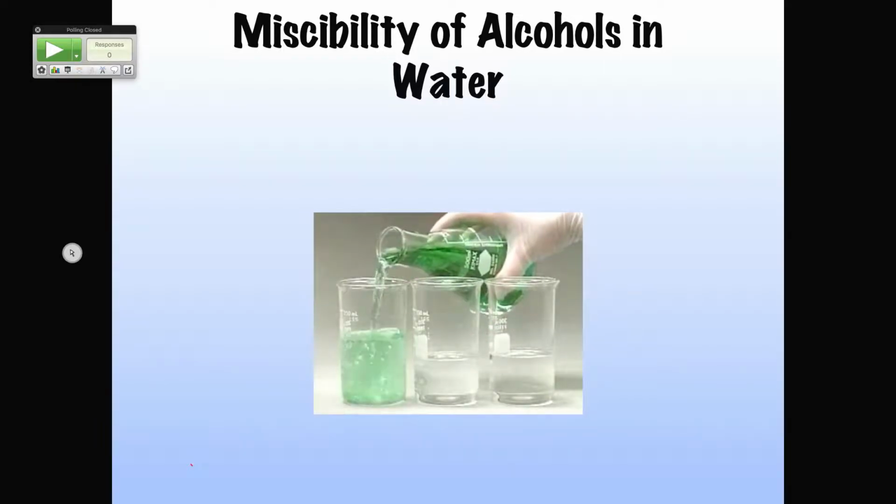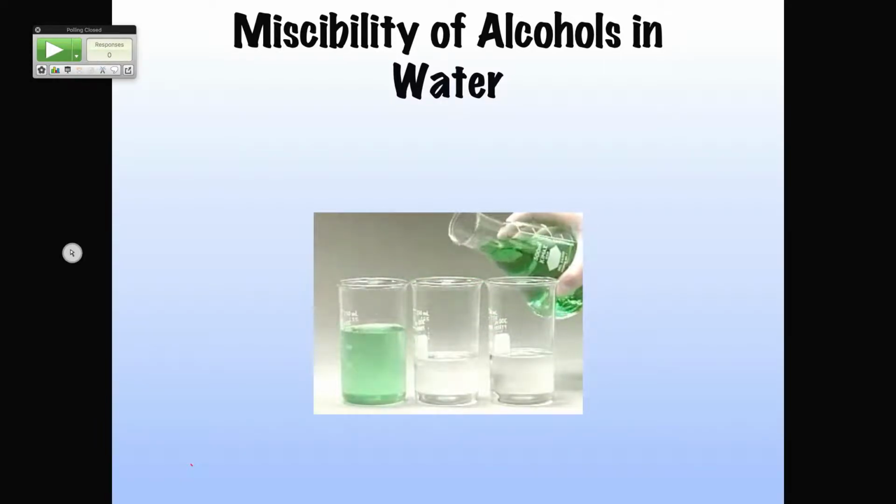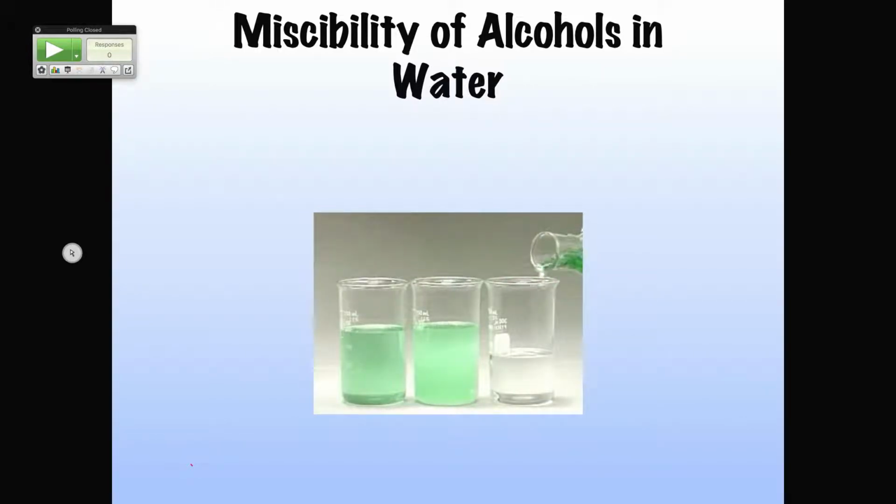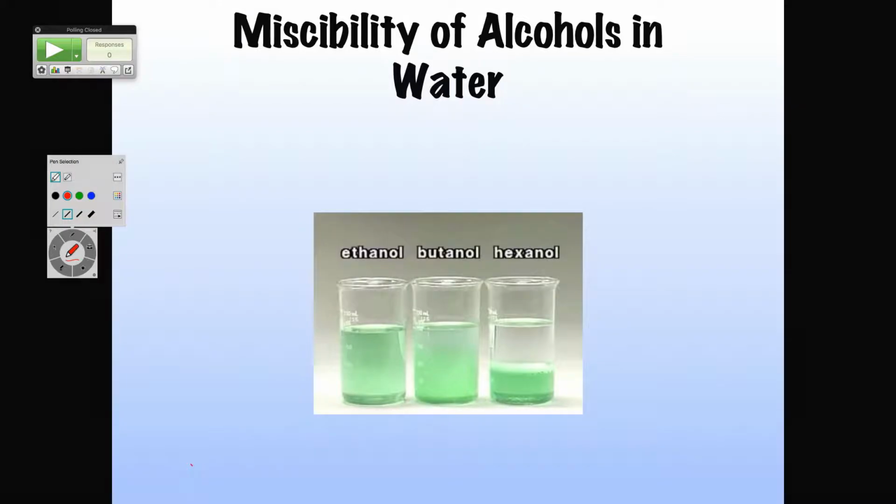All right, so here are alcohols. Colored water is added to ethanol, butanol, and hexanol. Water is miscible in ethanol, but not in butanol and hexanol. Butanol has a shorter carbon chain and is less hydrophobic than hexanol. This causes butanol and water to separate more slowly.